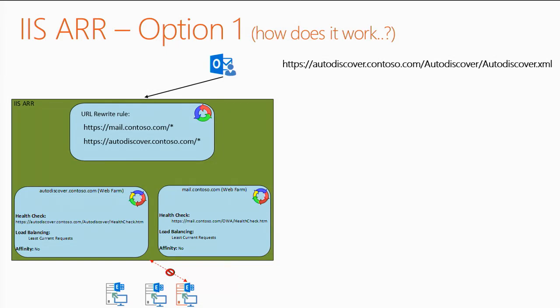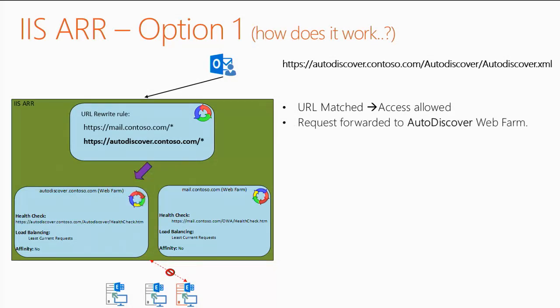So let us say the user actually launches Outlook for the first time, so there's an auto-discover URL that will be sent. It'll go and hit the ISARR server. The first thing we'll try to do is we'll try to find a match. Will it match the first one? No, for obvious reasons. You can just look at it and see it doesn't match. Then we go down the list, just like any type of URL checks. We try and check the second rule. The second rule says, yeah, it's a match. So now what we do is we then forward it to the auto-discover web farm.